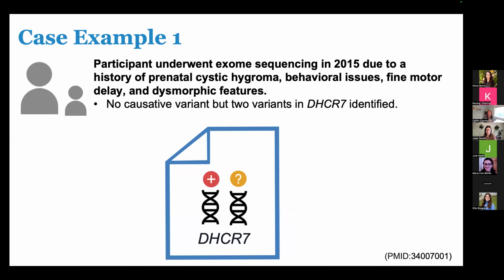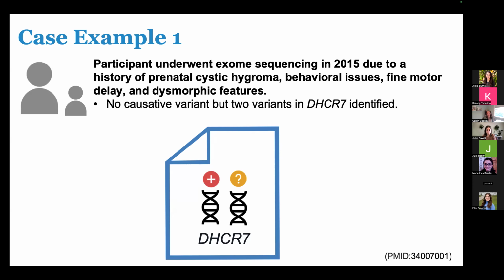So for examples of this, we have some case examples from our registry. We have a patient who underwent sequencing back in 2015. This was more due to a different history that they had in their own clinical criteria. So this individual had a history of a prenatal cystic hygroma, which is a pocket of fluid behind the baby's neck that's usually measured on ultrasound. And so that could be a sign of an error in the lymphatic system. And then later on, they also noticed some behavior issues, fine motor delay, and some dysmorphic features.